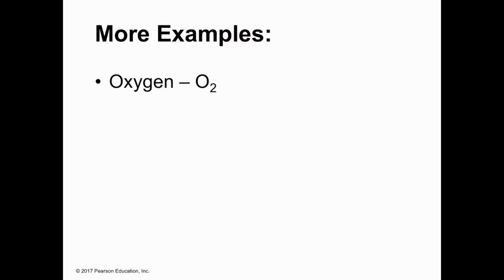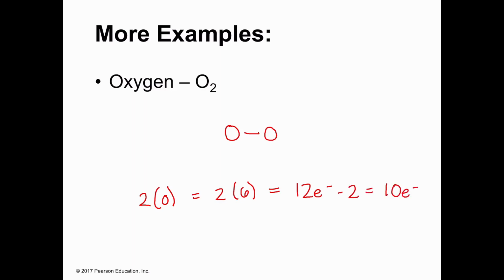Let's try another. Oxygen, O2. So again, this is a diatomic. There's not going to be a central atom, so we're just going to put these oxygens next to each other. To figure out how many electrons we have, 2 oxygens, so we have 2 times 6, so we have 12 electrons to use. First thing we're going to do is bond them together. So those 2 electrons are done. We have 10 electrons left.